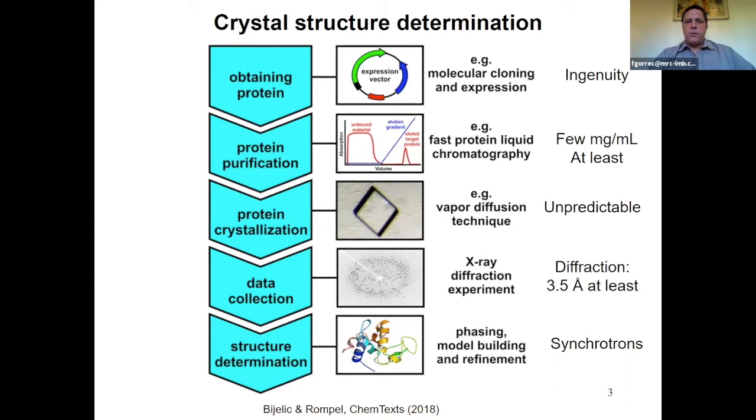Then, of course, what you want is some data from your crystals. And for that, you will submit them to an X-ray diffraction experiment. And I mentioned that you need to have at least 3.5 angstrom diffraction. This is when the data start to make sense, and when you have a chance to be able to process it, to have some interesting data.